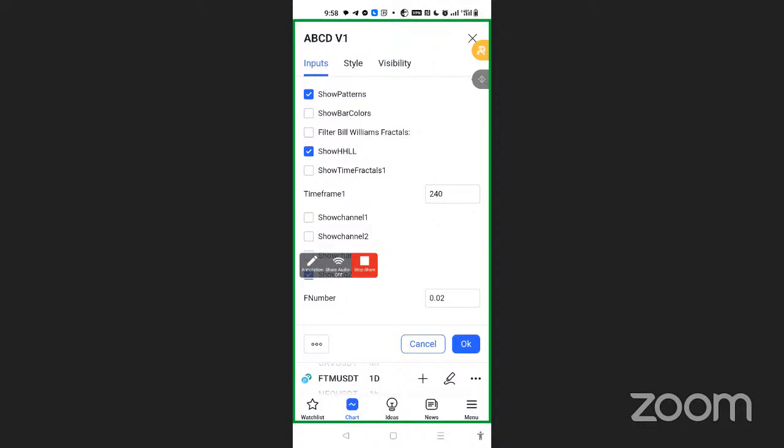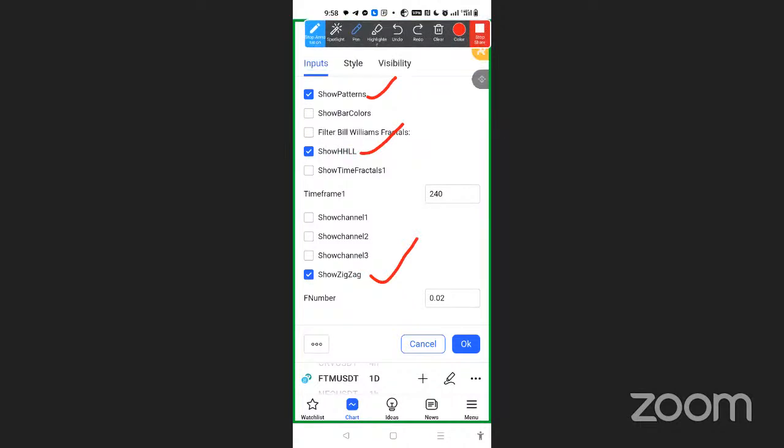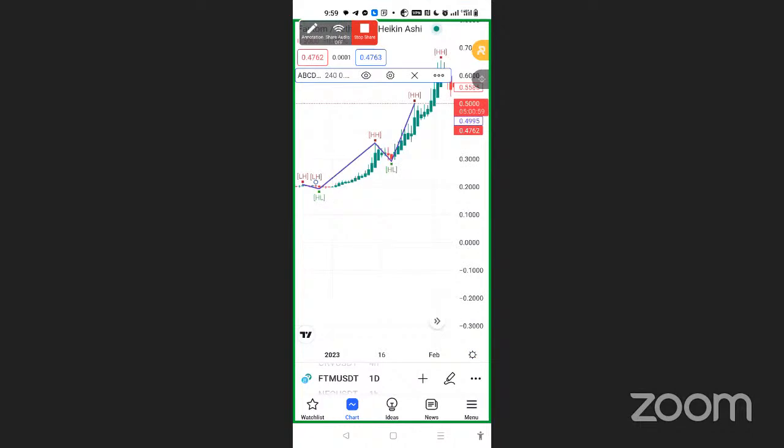Okay. So here we have the input: show pattern, show HH, and show zigzag. That is where we needed to understand. That is the only thing we change. After you have ticked those areas, let me repeat them. Show patterns, those three, tick them. Then you come down here, tap on save as default and press OK. And that is how your screen will look.